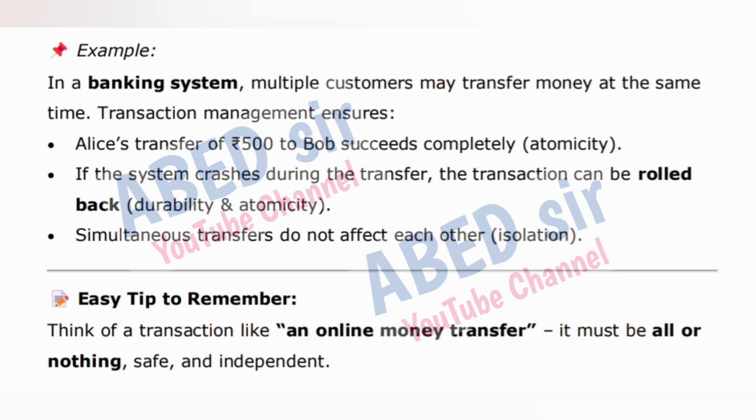Example. In a banking system, multiple customers may transfer money at the same time. Transaction management ensures Ali's transfer of 500 rupees to Bob succeeds completely. Atomicity: if the system crashes during the transfer, the transaction can be rolled back. Durability: completed changes persist. Isolation: simultaneous transfers do not affect each other. Easy tip to remember. Think of a transaction like an online money transfer. It must be all or nothing, safe, and independent.